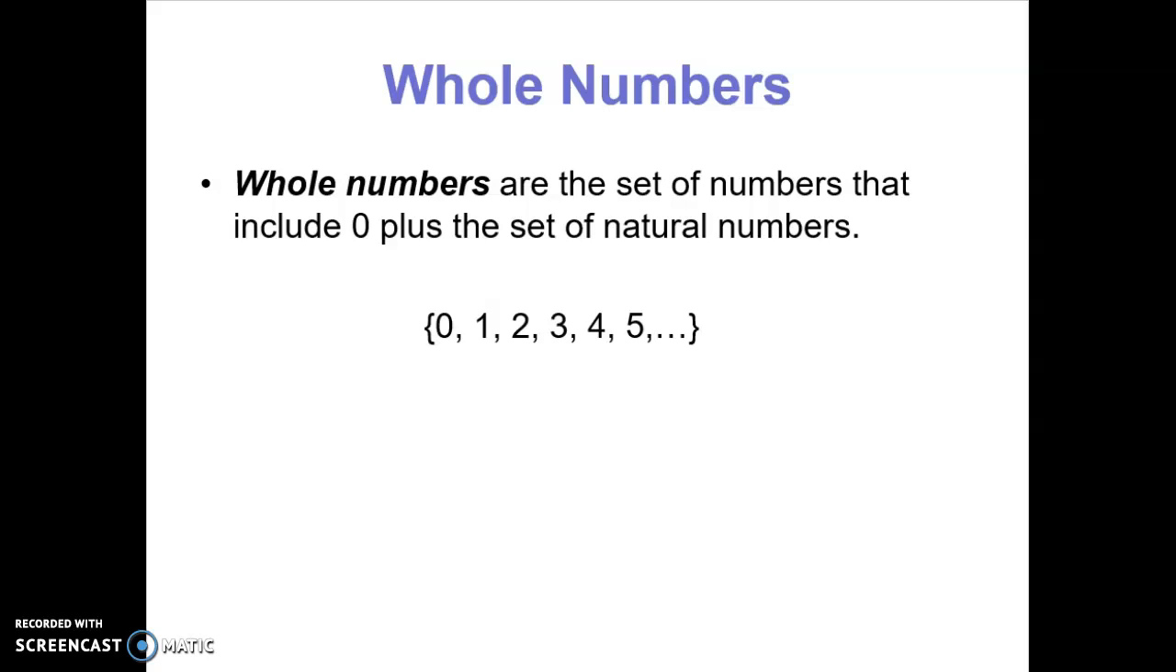Now, whole numbers are the numbers that we use to count plus 0. So whole numbers are the set of numbers that include 0 plus the set of the natural numbers. So you see we have 0 and then the counting numbers 1, 2, 3, 4, 5, and so on.